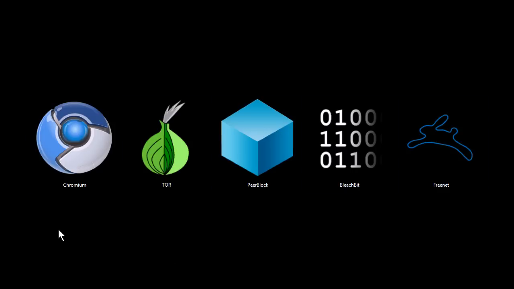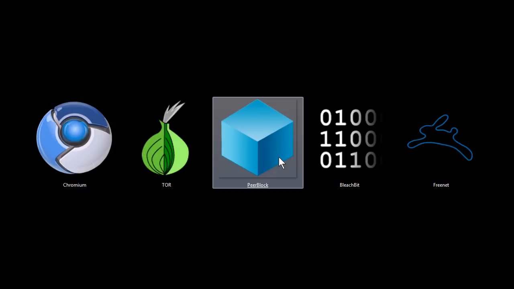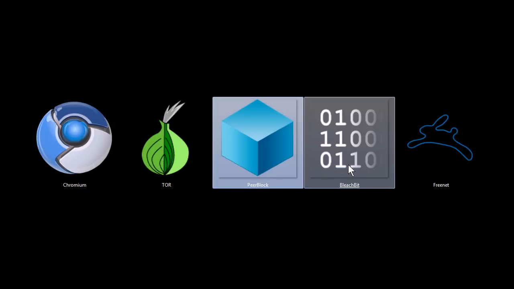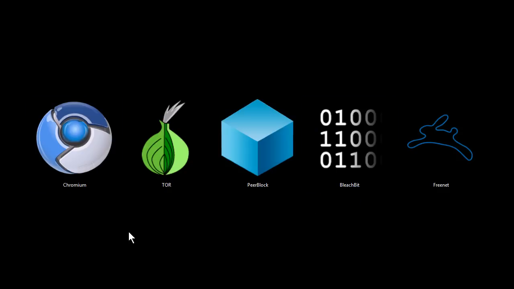Now, all of these programs are completely free to download and use. They're all open source software. PeerBlock is a Windows-only program, BleachBit is a Windows and Linux program, and the rest of them work on Windows, Linux, and Macintosh. I'm using Windows 7 to run these programs, and if you're interested in download links, you can find those just by searching them in Google, or you can find links on my website, tjfree.com.